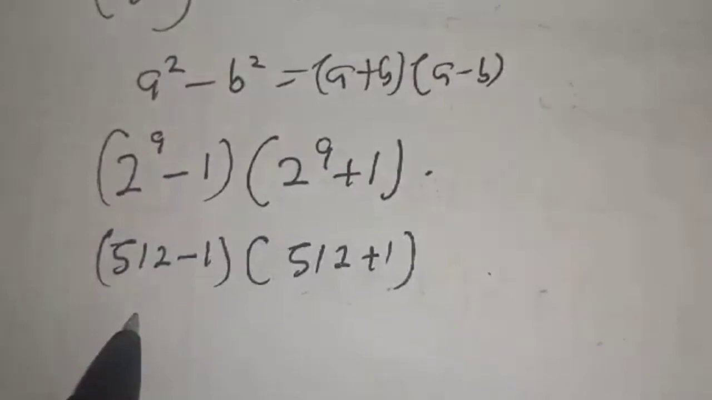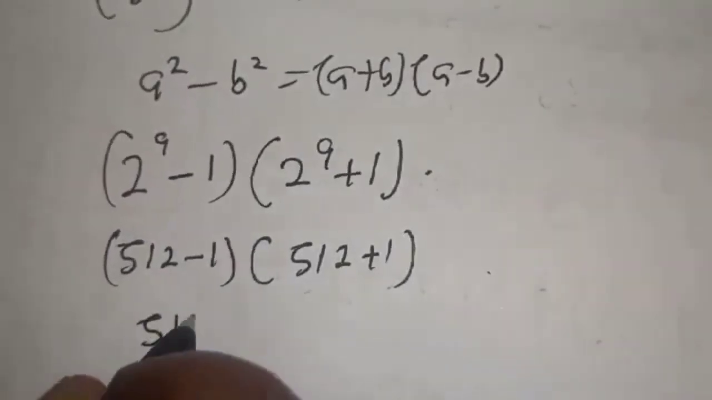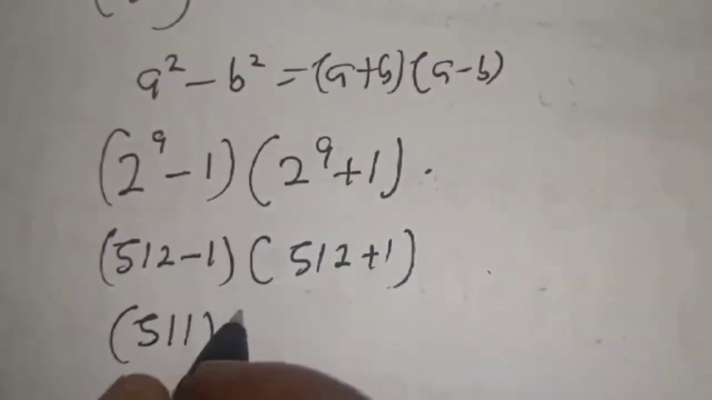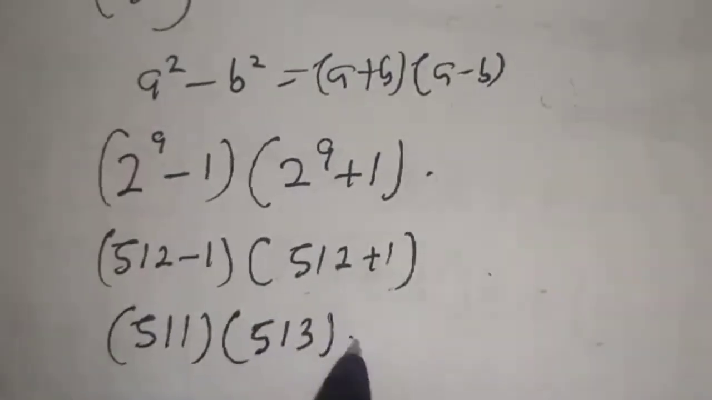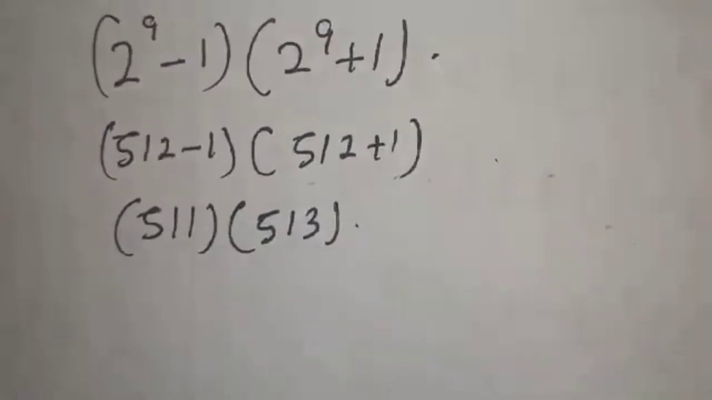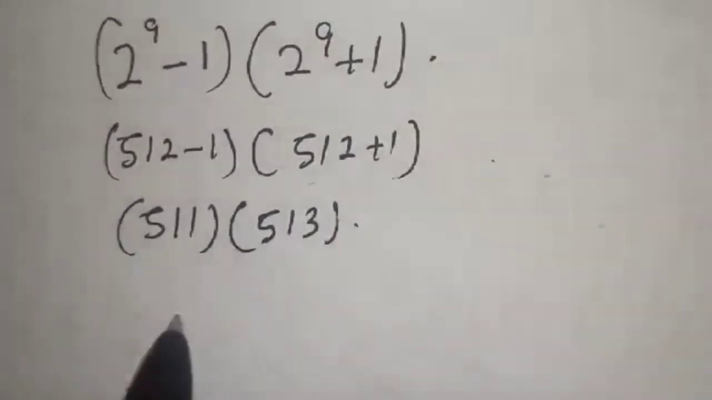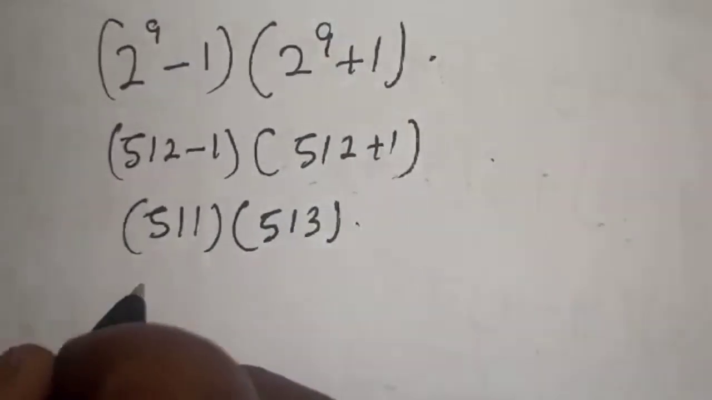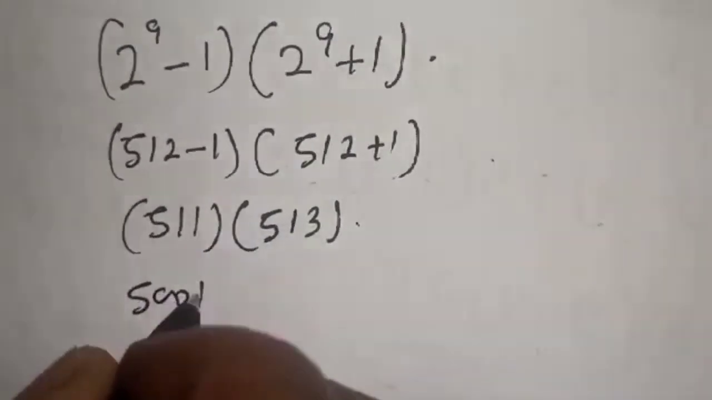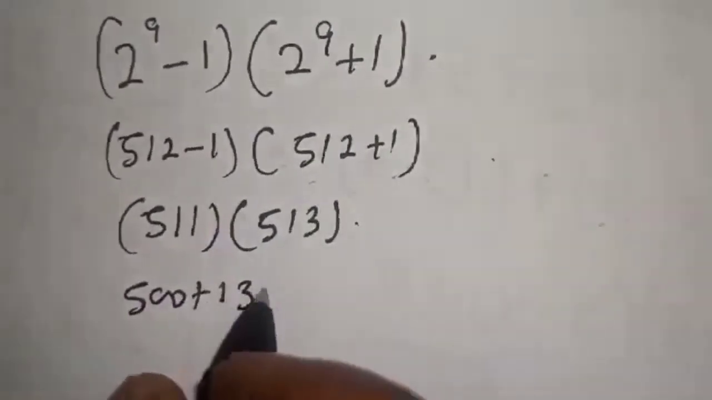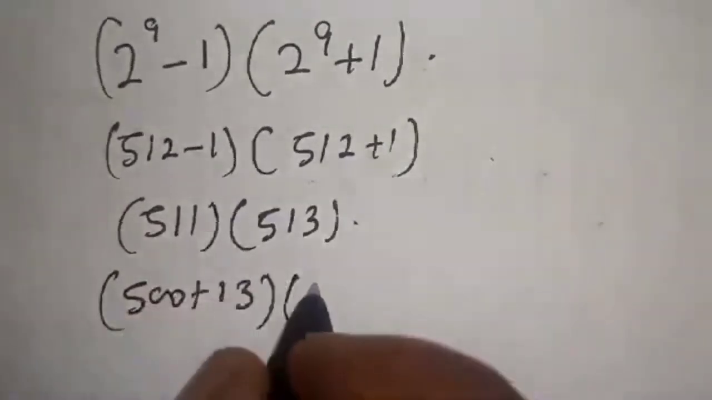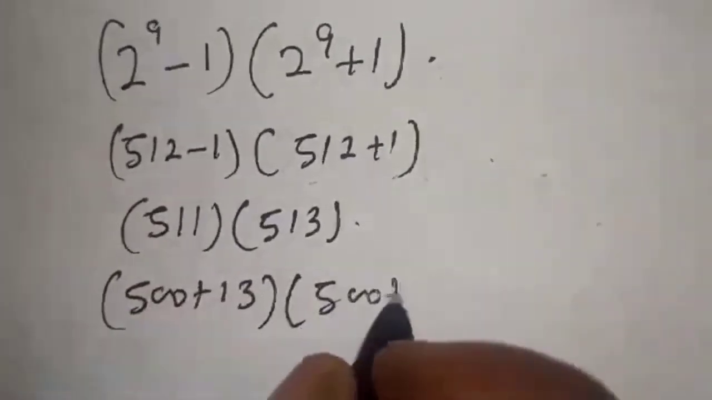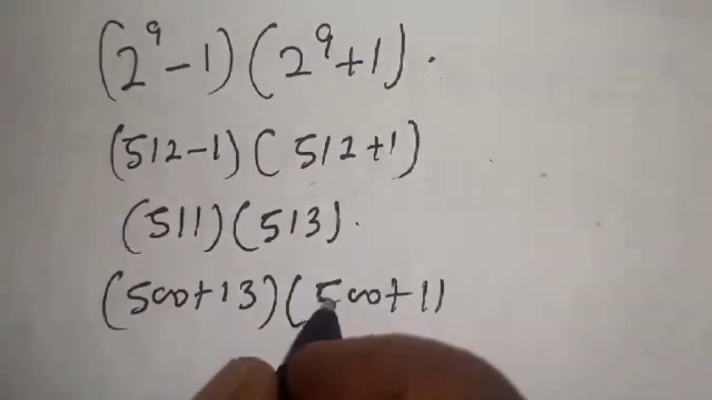512 minus 1 is 511. 512 plus 1 is 513. Now this is the same thing as, let's see, 513 is 500 plus 13, multiplied by 511, which is 500 plus 11.